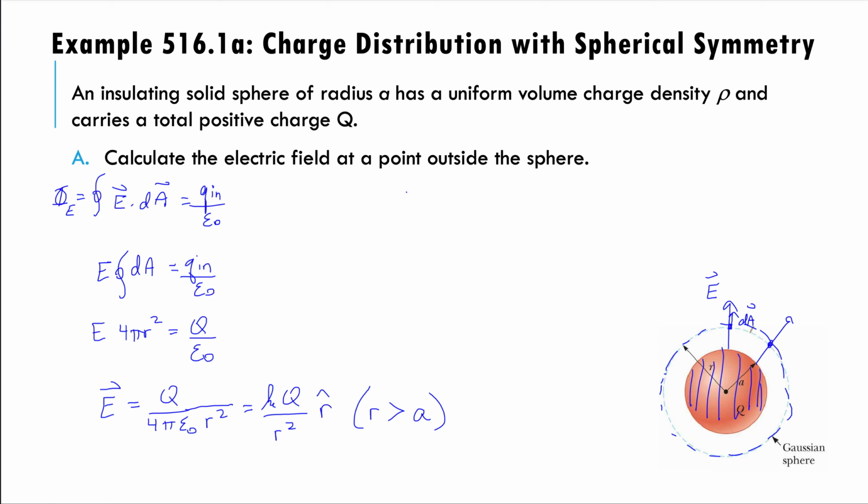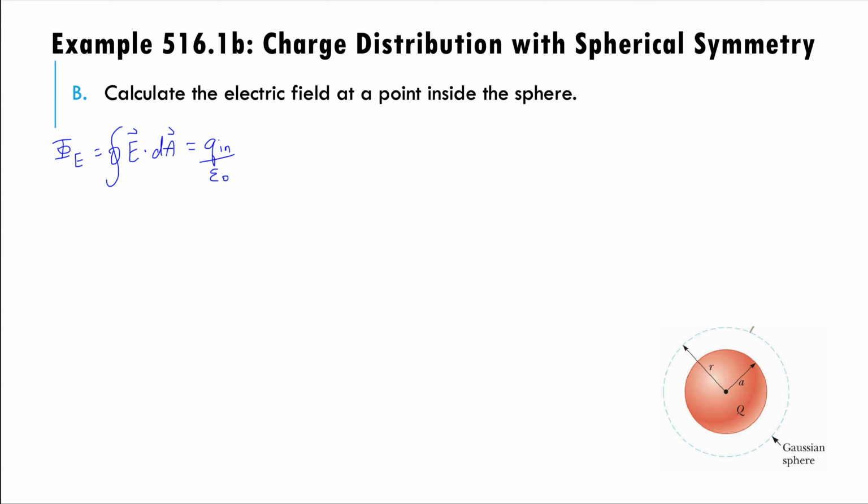Now let's take a look at the electric field at a point inside the sphere. So it's going to be a little bit more difficult. This time, we still want a Gaussian sphere because of the spherical symmetry, but we want a point inside the sphere. So we need to make our Gaussian sphere to be inside the sphere, and it's going to have a radius r again. So forget this picture. This is just not the right picture here. We want a Gaussian sphere that has a smaller radius r here.